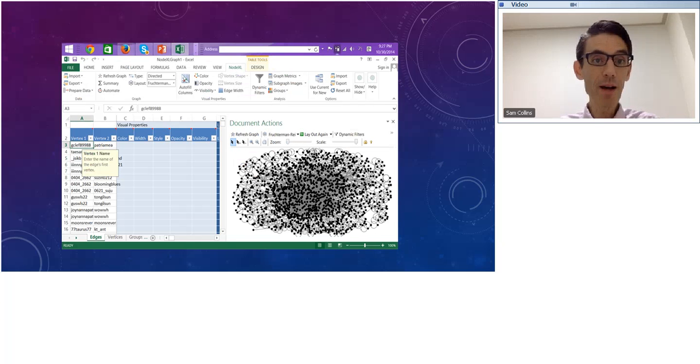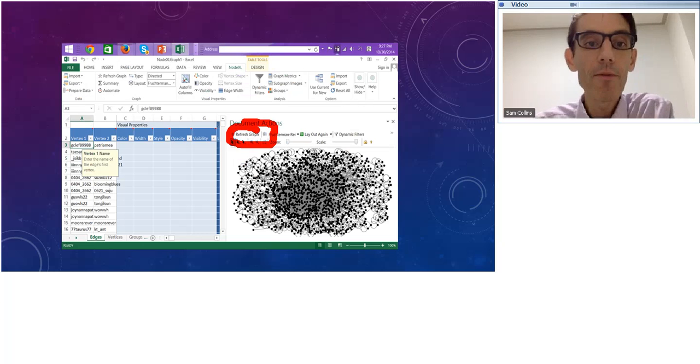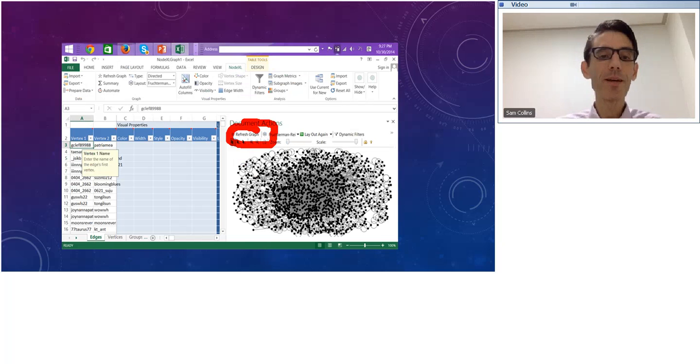Anyway, so you download your Twitter data, and if you go to this tab over here, refresh graph, then you can see this huge mess, and if you're like me, you're like, well, what do I do with that? That's just a bunch of dots. The next step after downloading data on NodeXL is to clean up the data so you can do something with it.